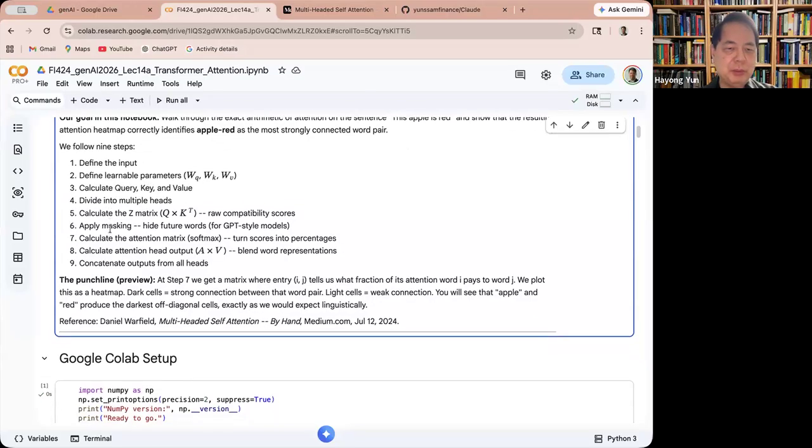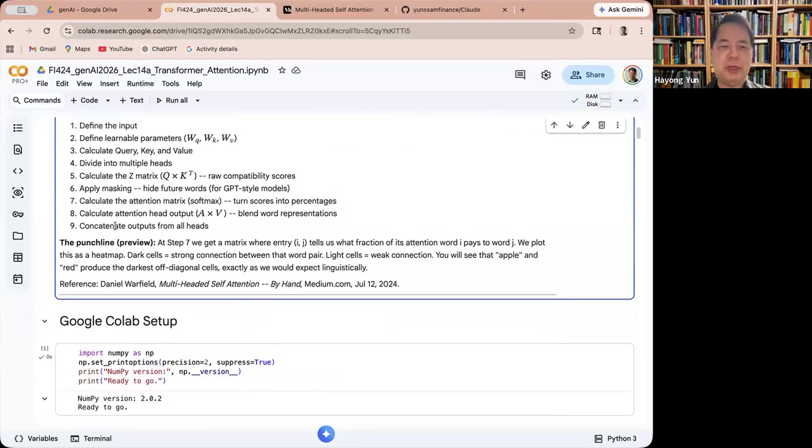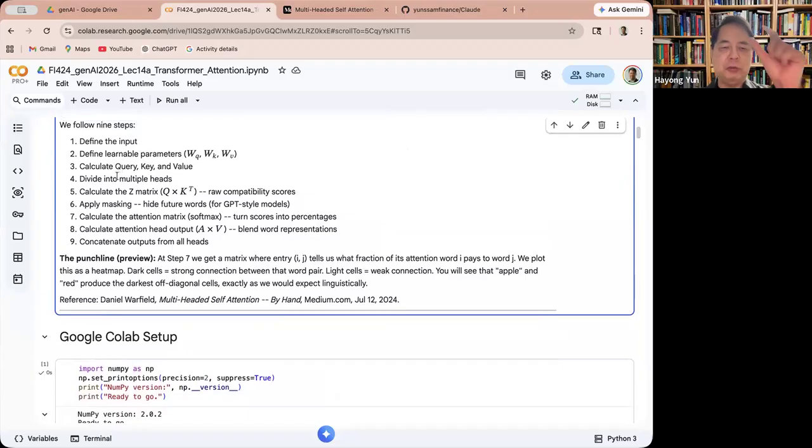It divides into multiple heads so that it tries to capture various contexts. One would be grammar, like what kind of verb or noun there should be. Another is what kind of context there should be. There are many different nuances that a sentence needs for the next word, and each different head handles those. So divide into multiple heads and calculate the Z matrix, which is a kind of compatibility score.